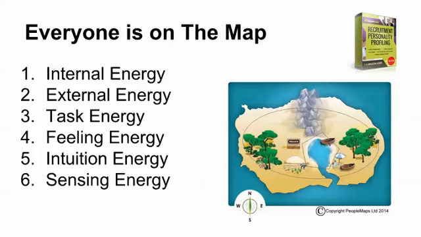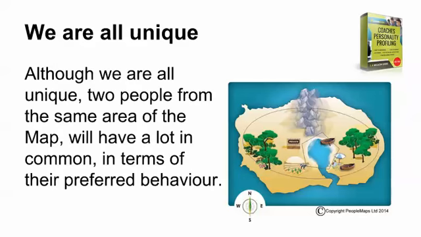And these are very briefly described here. Now we don't have time to go into any detail as to what each of these are, but just to give you an idea of what's going on. So we've got internal, external, task, feeling, intuition and sensing energies. Now we're all unique, but although we're all unique, two people from the same area of the map will have a lot in common in terms of their preferred behaviour.